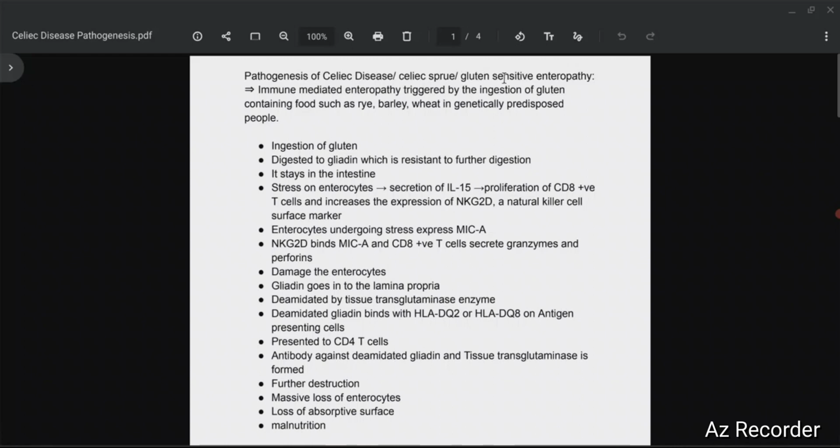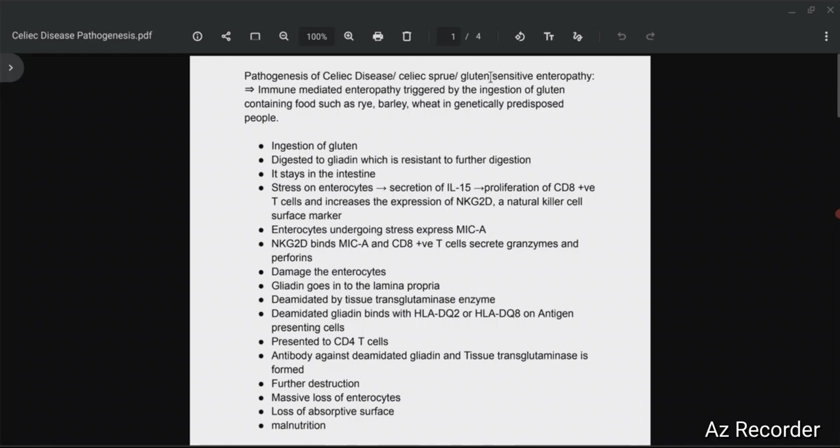By the word gluten-sensitive enteropathy, we mean that there is some kind of intestinal pathology. Entero is for intestine, right? And pathy means pathology. There is some kind of intestinal pathology due to gluten sensitivity. Your intestines are sensitive toward gluten, due to which you have pathology.